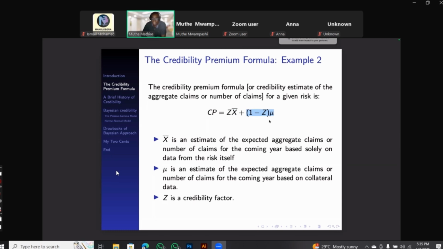If the data is low, then the weight of your credibility factor should be low in that case, right? Because we don't trust this part much as we don't have data, right? So if you have more data from the risk itself, then of course you have to place more weight here. So Z will be larger, right? But if we don't have a large data set in this part here, we cannot trust it. So remember, Z is actually the trust you put in the data from the risk itself, right?